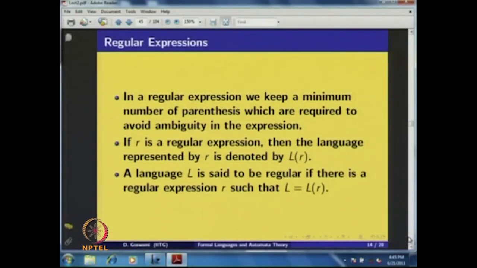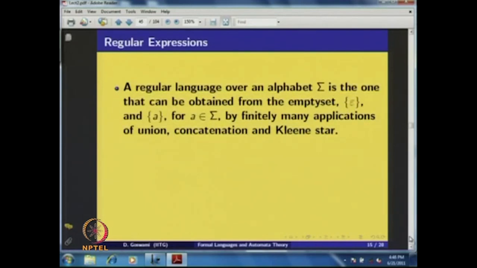And language L is said to be regular if there is a regular expression R such that L equals L(R), because we get the regular expression by applying finitely many operations from union, concatenation and Kleene closure over the basis elements, and that is how we defined a regular language.